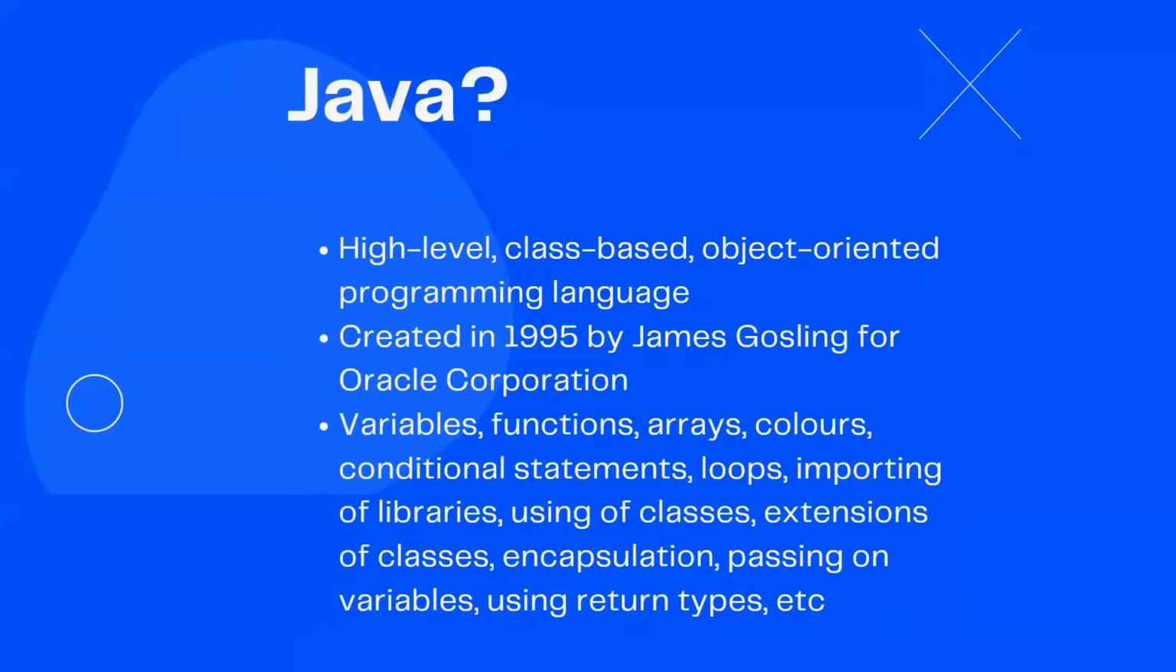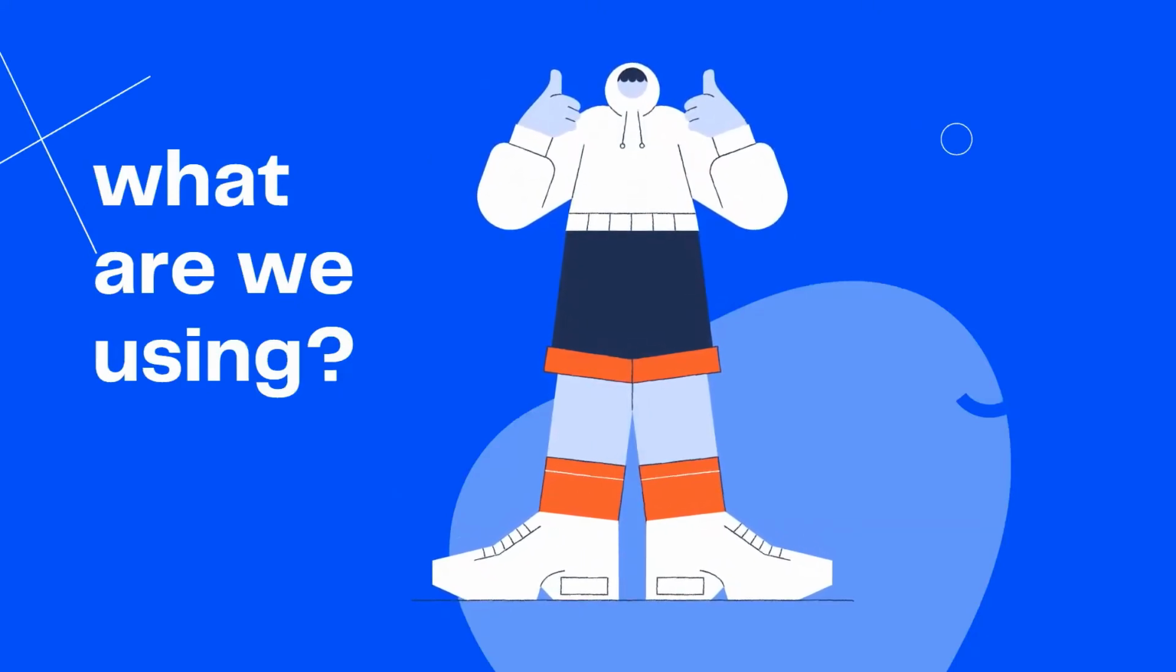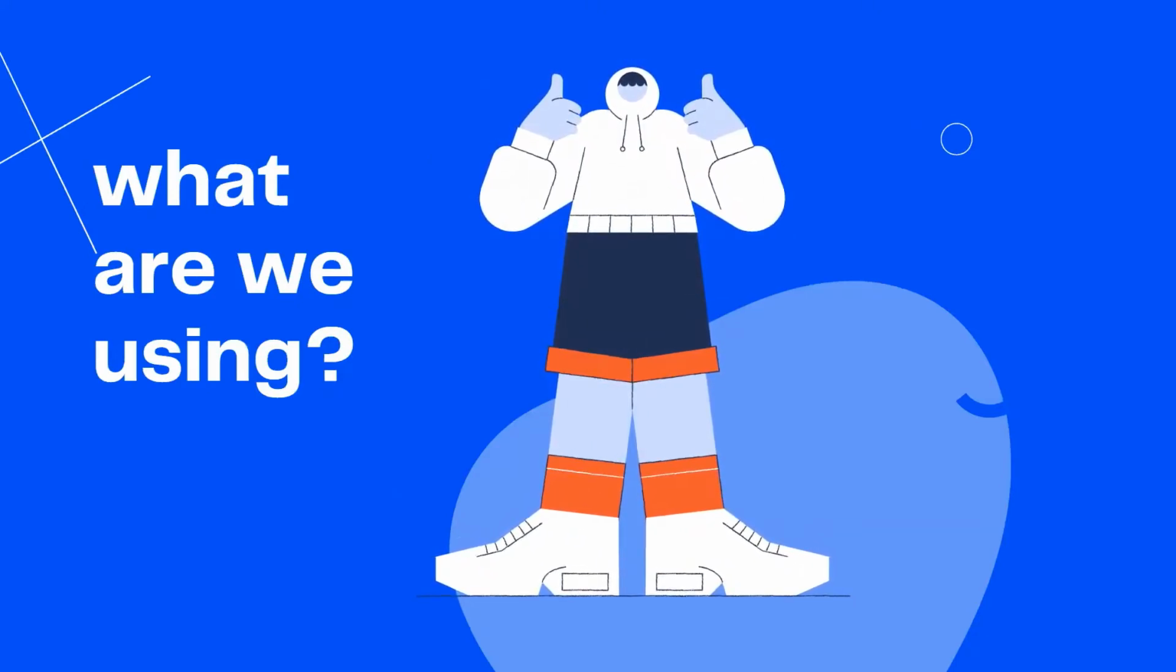What is Java? Java is a text-based, high-level, class-based, object-oriented programming language that has very few dependencies. It was created in 1995 by James Gosling for Oracle Corporation. It is very powerful and is used by many high-end programmers. It has multiple features like variables, functions, arrays, colors, conditional statements, loops, importing of libraries, using of classes, extensions, encapsulations, passing on variables, using return types, etc. Didn't understand a thing? Don't worry, we're using the FTC Blocks software.